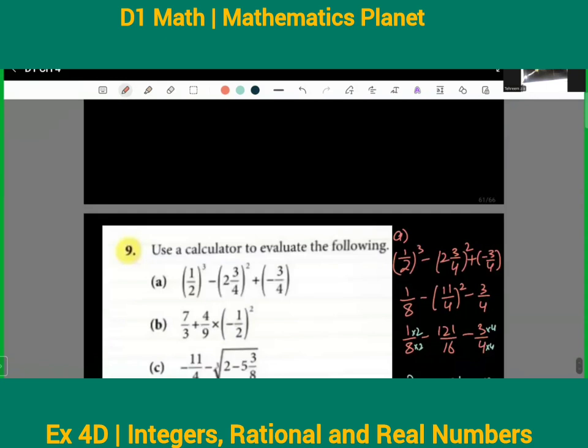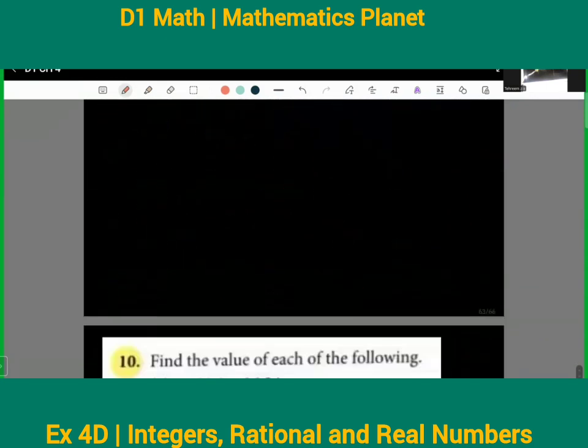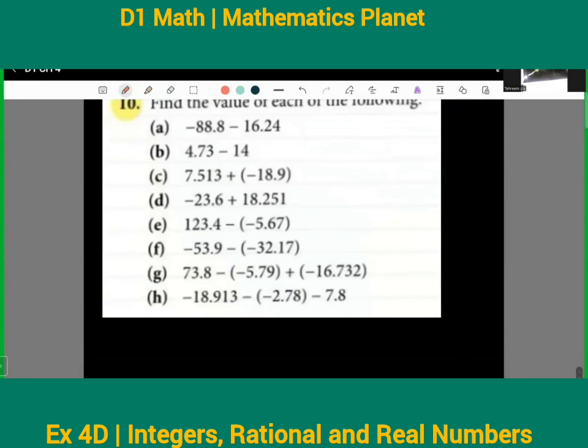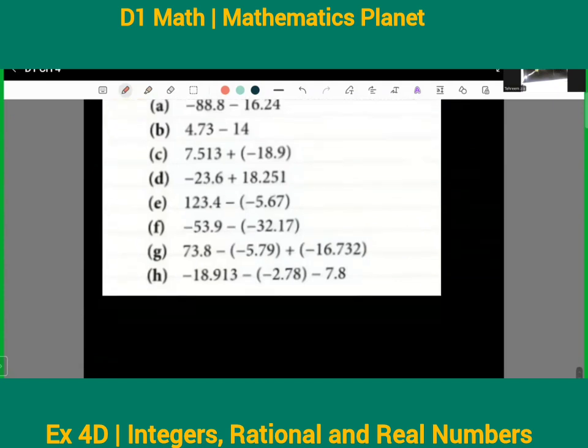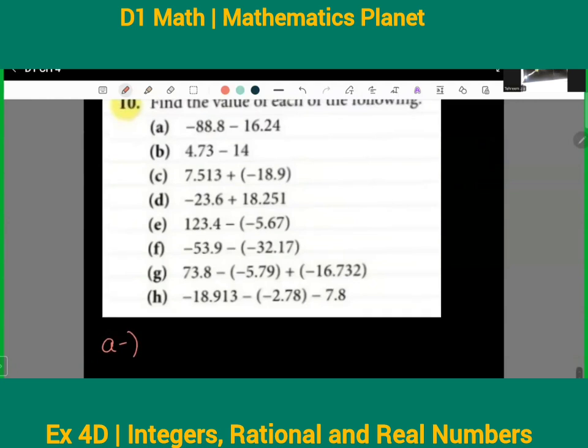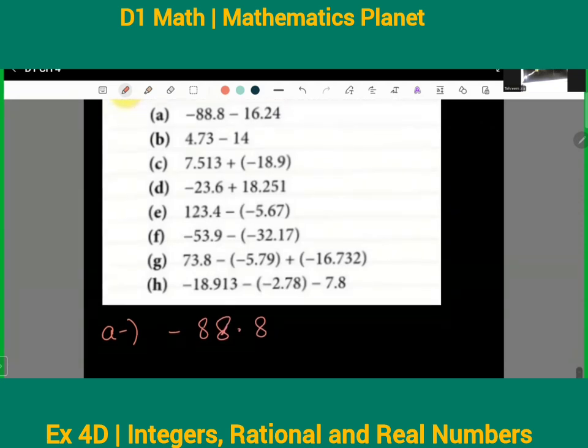Okay. Let's start question number 10. In question number 10, there is decimal subtraction and decimal addition. So students, listen to me carefully. A part. Minus 88.8 minus 16.24. But you have to put decimal under decimal.